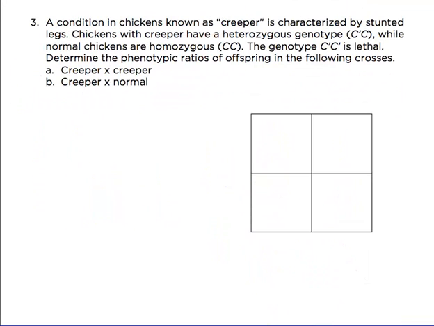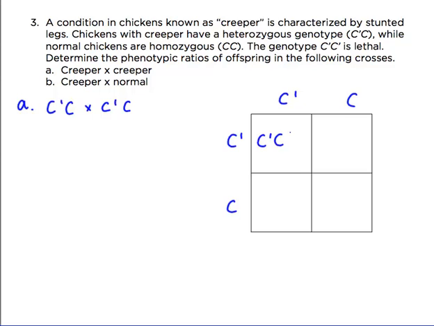Question 3. A condition in chickens known as creeper is characterized by stunted legs. Chickens with creeper have a heterozygous genotype CC', while normal chickens are homozygous CC. The genotype C'C' is lethal. Determine the phenotypic ratios of offspring in the following crosses. So for A, it's creeper times creeper. So in order to have this creeper condition, you have to be C'C. So let's do the Punnett square.